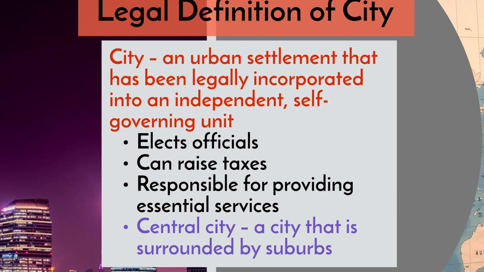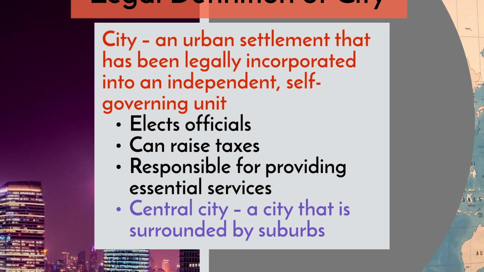A city is an urban settlement that has been legally incorporated into an independent, self-governing unit. That means that they can elect officials, raise taxes, and are responsible for providing essential services to the people of the city. A central city is a city that is surrounded by suburbs. So for our area, Atlanta would be the central city for where we're located in Alpharetta or Milton, Georgia.